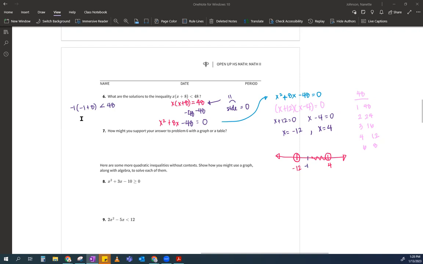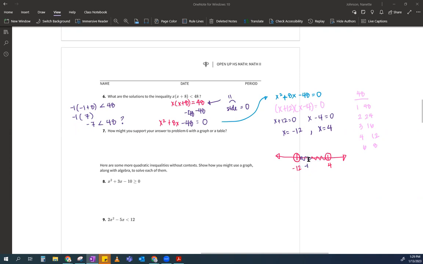So then I get, okay, well, -1 times, let's see, 7. And this is -7. Is -7 less than 48? This is a question. Is -7 less than 48? And everyone's like, yes, it is. So that's a solution too. So I'm going to color all the way until I get to -12. So these are all the solutions here.